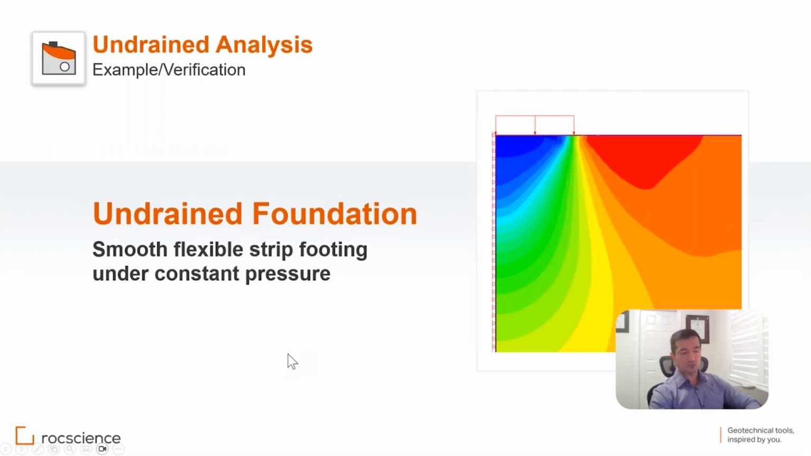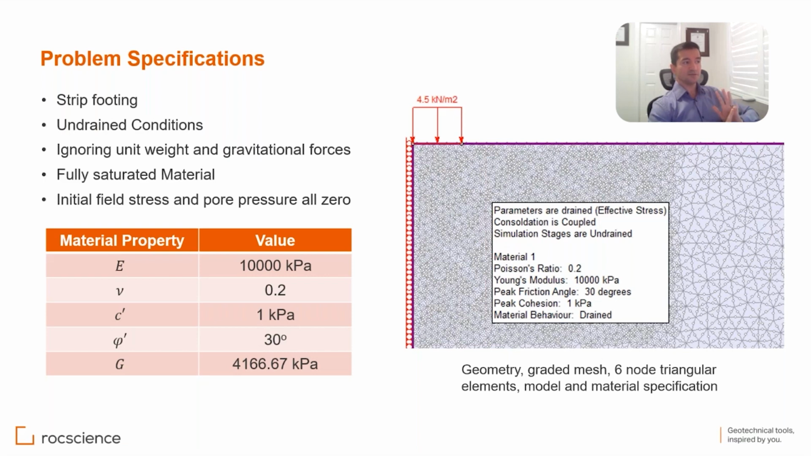Now, to show you how this works, I will demonstrate all these different types of analysis on this undrained foundation problem. The problem we are looking at is a strip footing. We have undrained conditions. We are ignoring the unit weight and gravitational forces. The material is fully saturated. The initial stress and pore pressure fields are all set to 0. All these assumptions are so that I can have the analytical solution for the bearing capacity, and show you that all these analysis types and material types are working properly and give the correct answer.